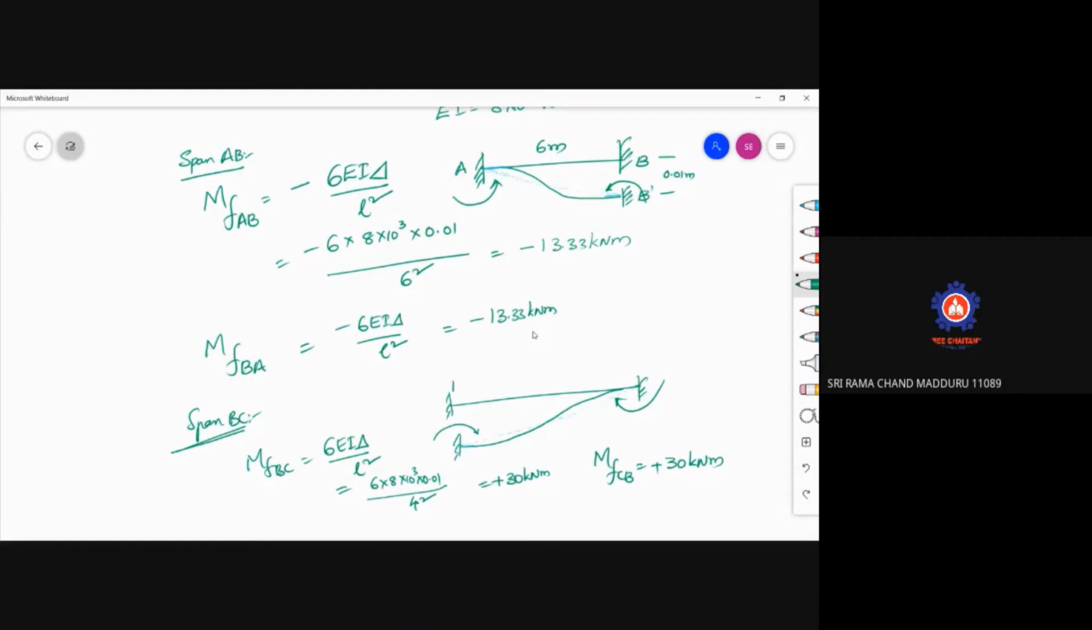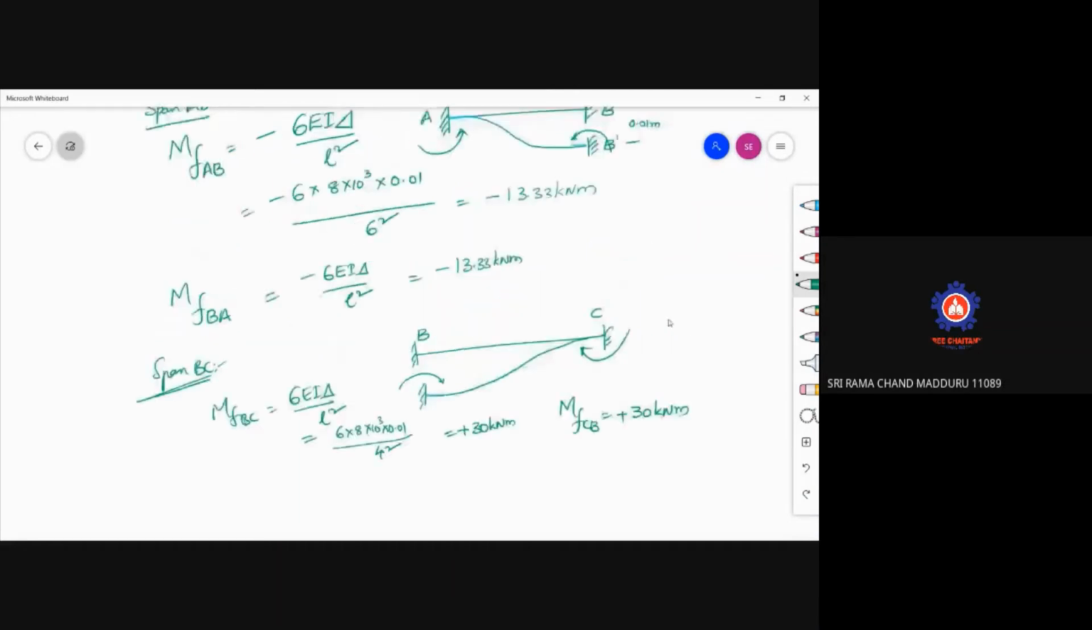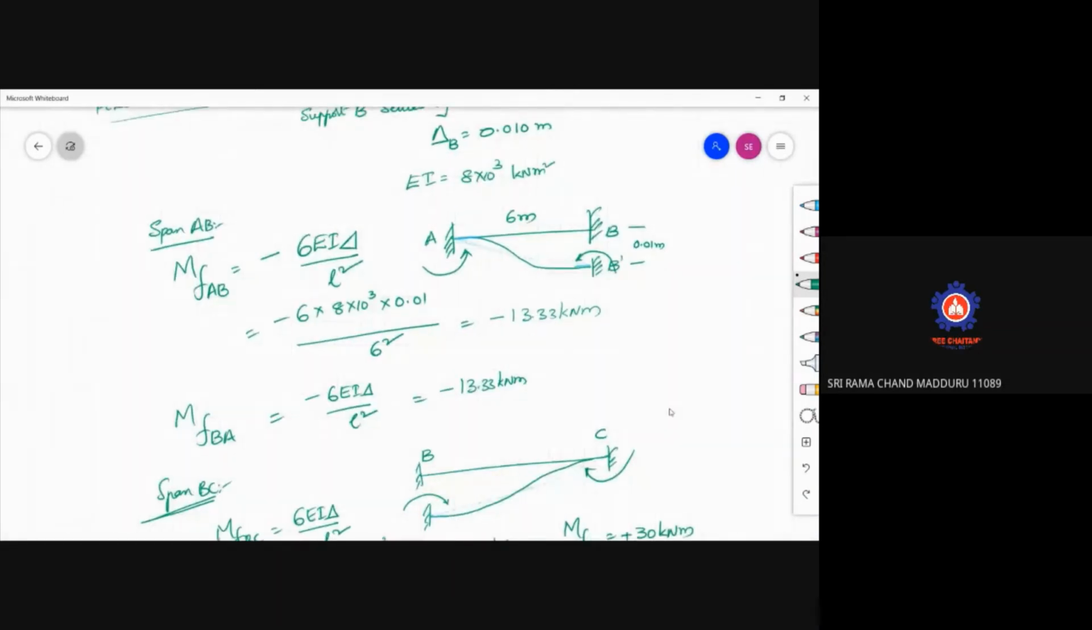Why we are not going for CD span is that it is the overhanging portion. The effect of sinking will not be there on CD span. When support C sinks, then there is a cushion. But here, when support B is sinking, the joint is for BA as well as for BC. So the effect will be there on AB and BC spans.